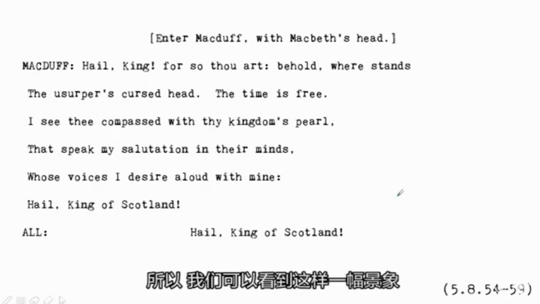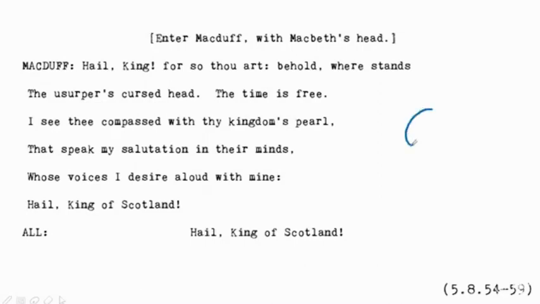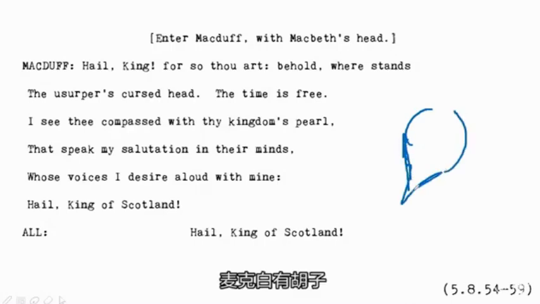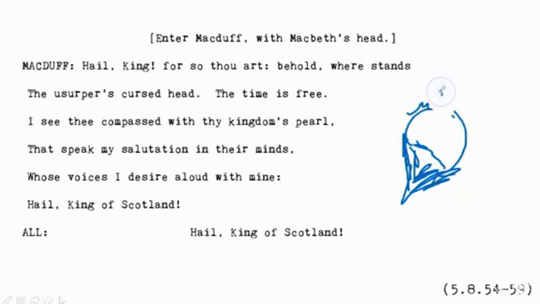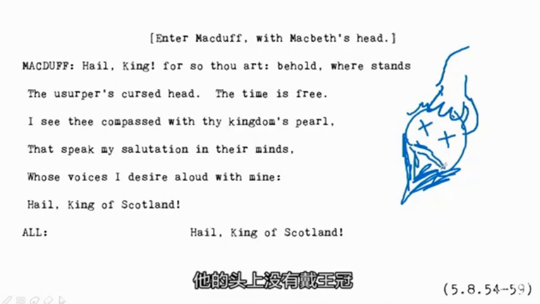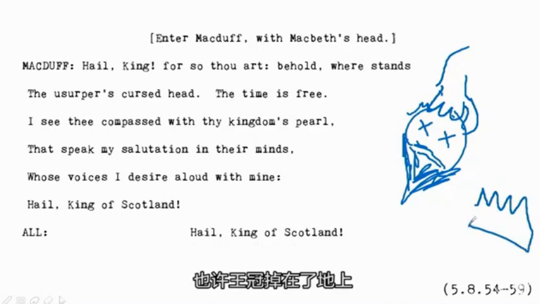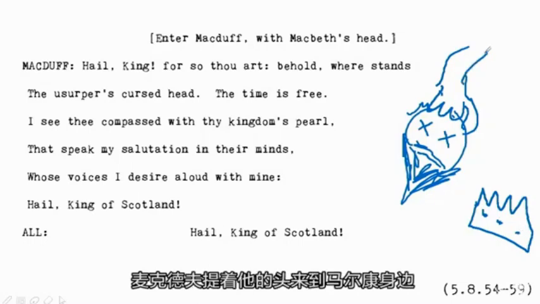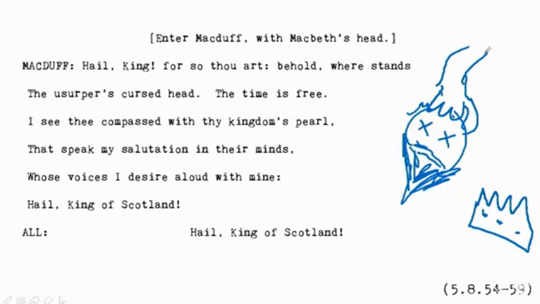Right? So we have this kind of image of, I imagine Macbeth as having a beard. And here's Macbeth, right? His crown is no longer on him. Maybe the crown is on the ground because he's been killed. And Macbeth is dead. He's been killed. And Macduff carries his head to Malcolm to show him, hey, I've killed the traitor. He's gone. Now you can be the rightful king of Scotland.